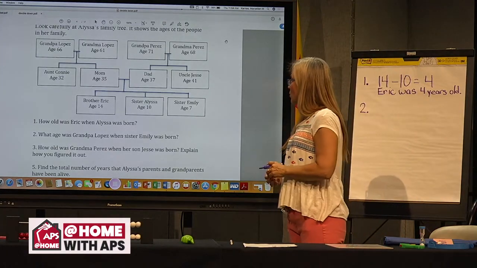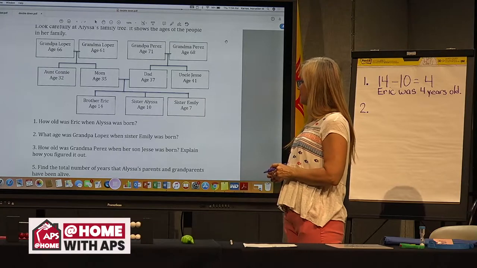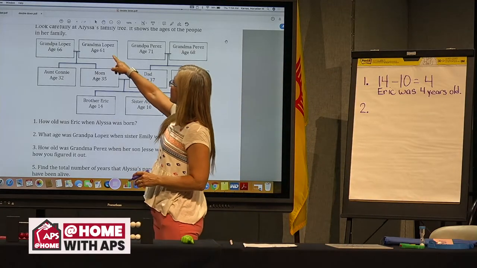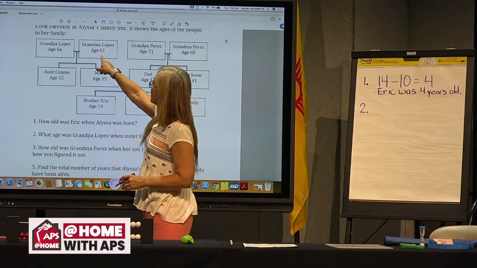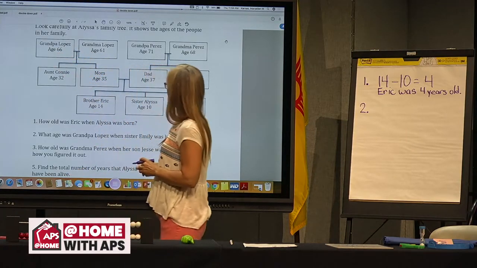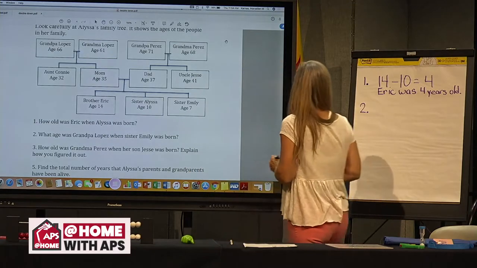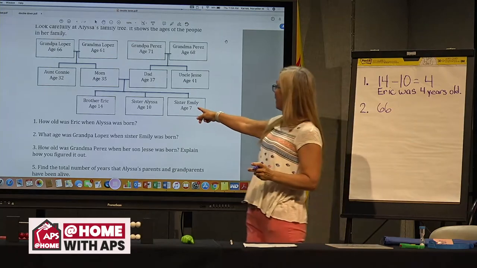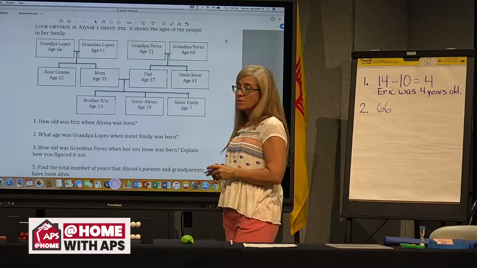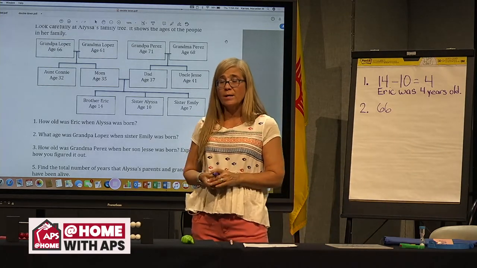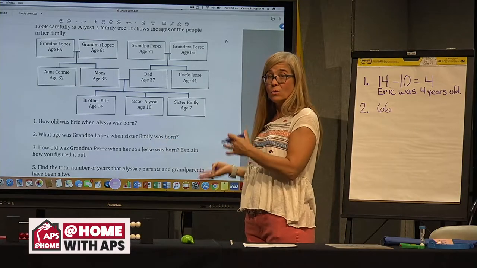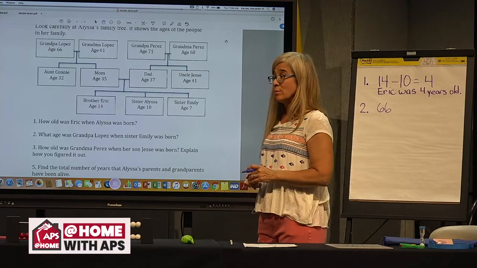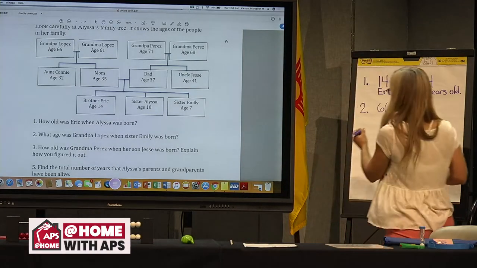What age was Grandpa Lopez when Sister Emily was born? So we've got to look up here, and we've got Grandma Lopez. We've got Grandpa Lopez over here. He was 66. And Emily is 7. So I think we can use the same strategy, right? If we take away how old Emily is, then that should be how old her grandpa was when she was born. So we need to take away 7.